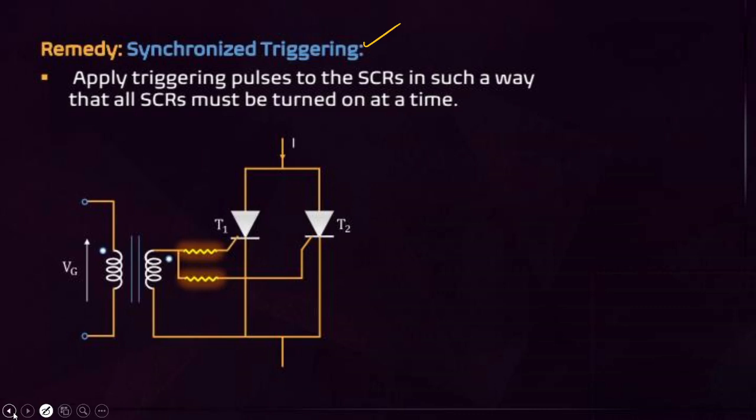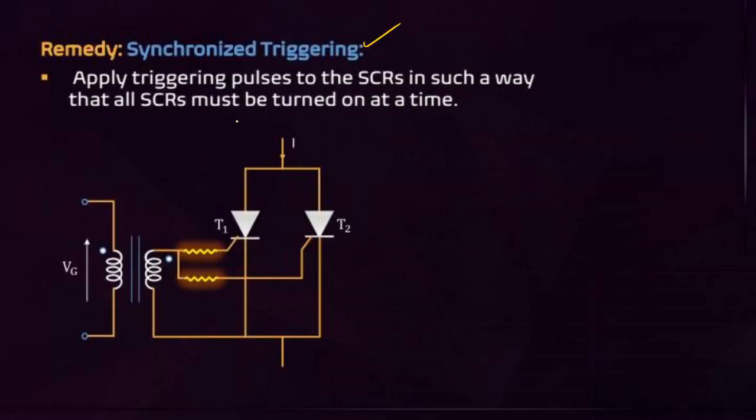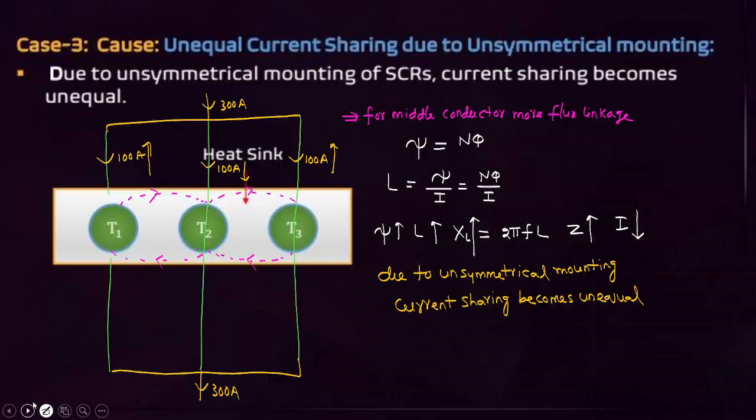What is the problem with unequal dynamic characteristics in a parallel connection? The total string is damaged. What is the remedy for that problem? Synchronized triggering. In a parallel connection, due to unsymmetrical mounting, current sharing becomes unequal.